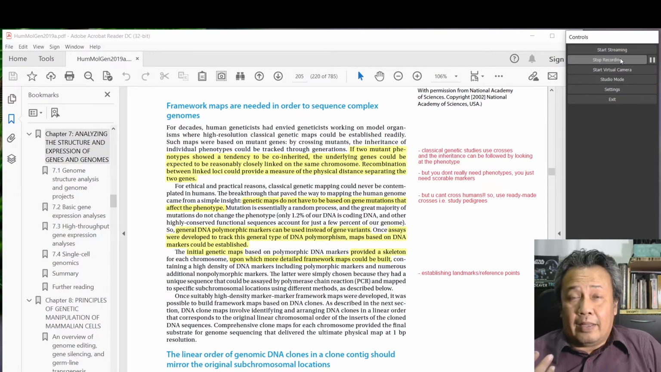So one of the breakthroughs in genome mapping is the realization that you don't need to look at phenotypes. What you need to look at are polymorphisms in the DNA. What do I mean by polymorphisms in the DNA? Again, I'll give you an analogy.